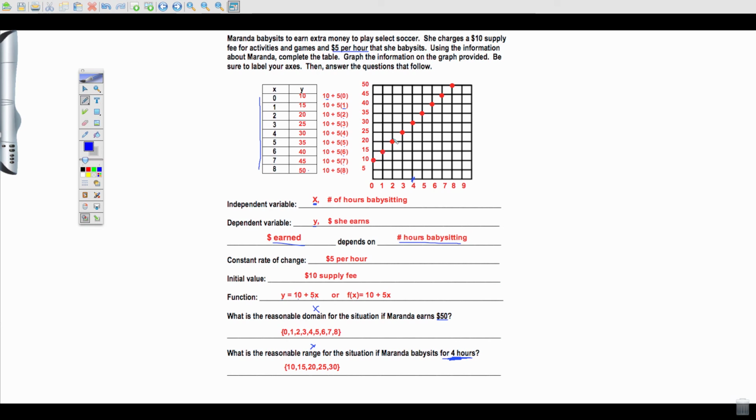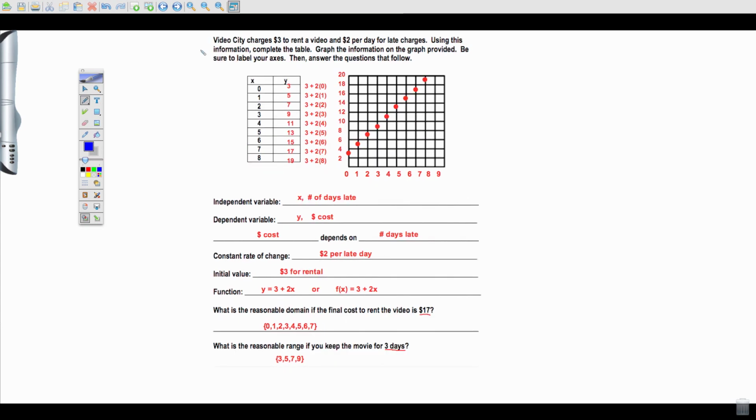10 was the first. She worked 0 hours, that's 10. 15, she worked 1 hour. 20 if she works 2 hours. 25 if she works 3 hours. And 30 if she works that full 4 hours. So your range in this case would be 10, 15, 20, 25, and 30.